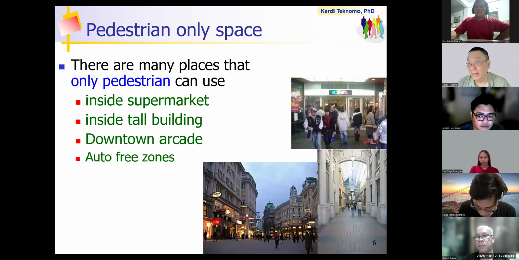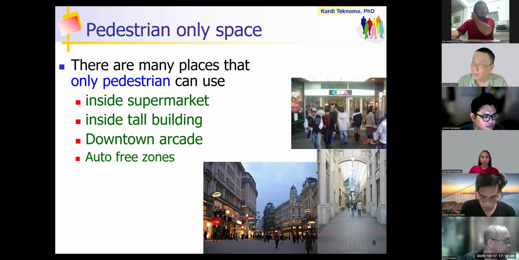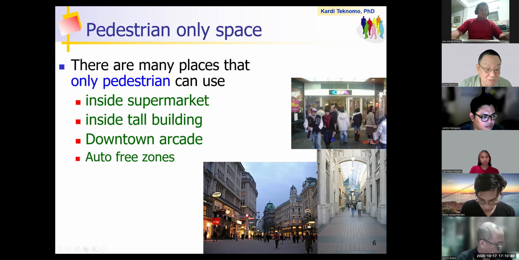There are many places that only pedestrians can use: inside a supermarket, inside a tall building, a downtown arcade like this. And there are a lot of proposals to create auto-free zones, either temporary or permanent. We want to have a livable city, not just for cars. You remember this. As an urban planner, you need to think that way.